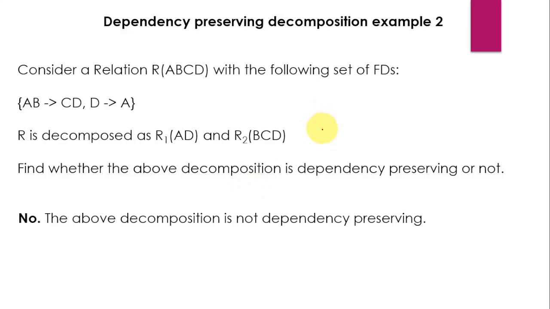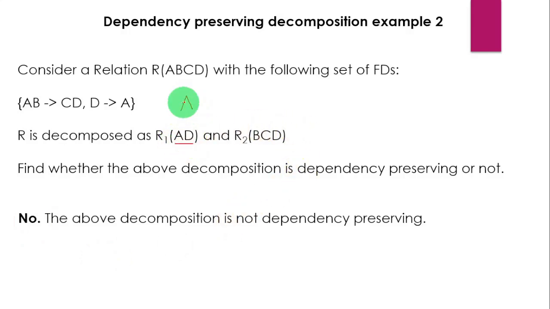Now this is another example, like an exercise for you. The given table is this, and it is divided into R1 and R2, and these are the FDs, and you find out whether this decomposition is dependency preserving or not. When you do the process, you will get the answer no. Find out.